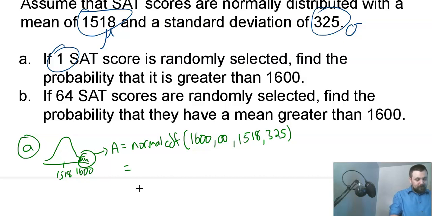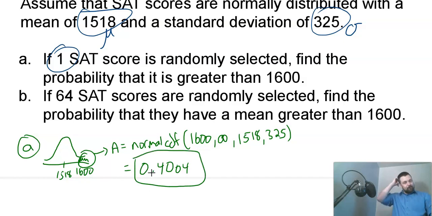So normal CDF. 1600 is my lower bound. Infinity is my upper bound, but I'm just going to do 99999. 1518 is the mean, and 325 is standard deviation. And I get a probability of about 40%, 0.4004, if I go 4 decimal places.